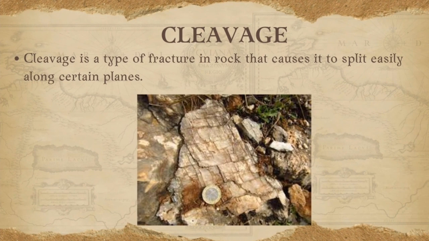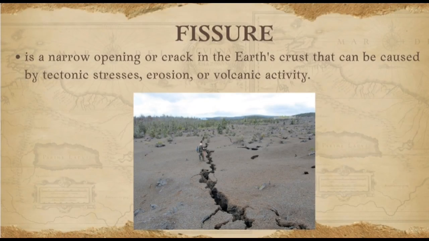Next, we have the cleavage. The cleavage is a type of fracture in rock that causes it to split easily along certain planes. Cleavage is often observed in metamorphic rocks such as slate and schist. Cleavage is also the property of a mineral that allows it to break smoothly along specific internal planes, called the cleavage planes.